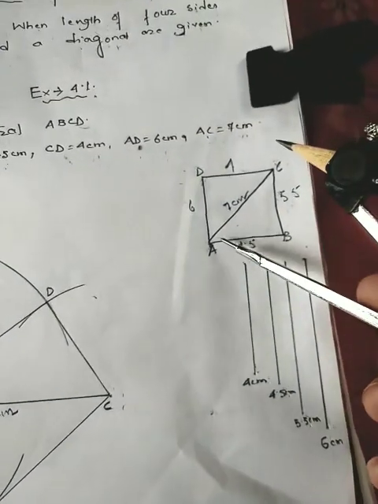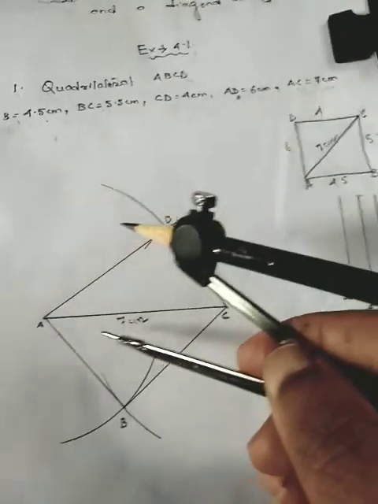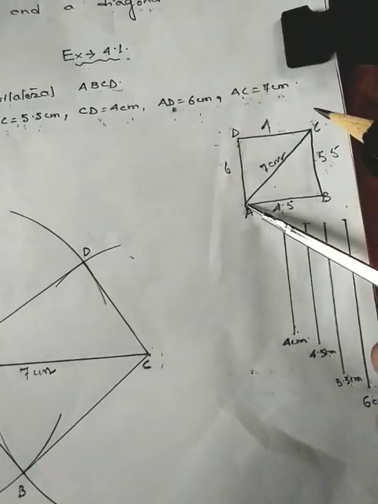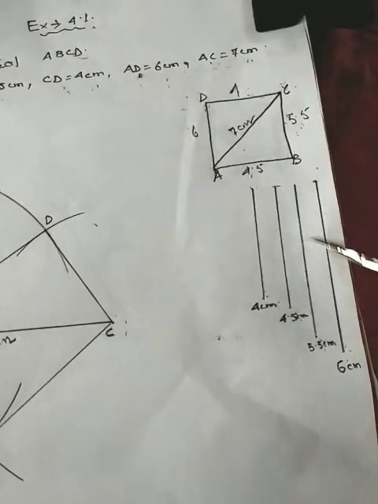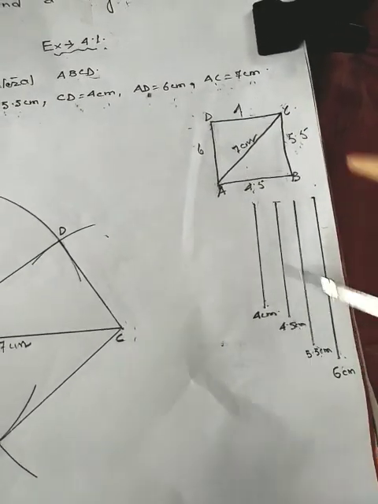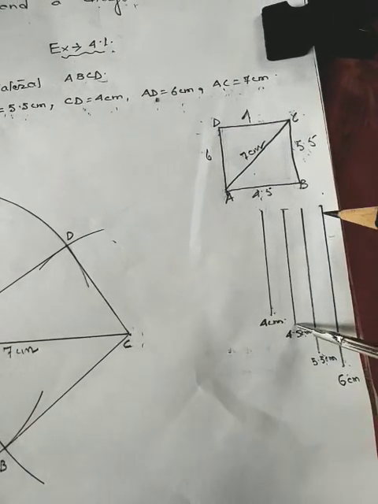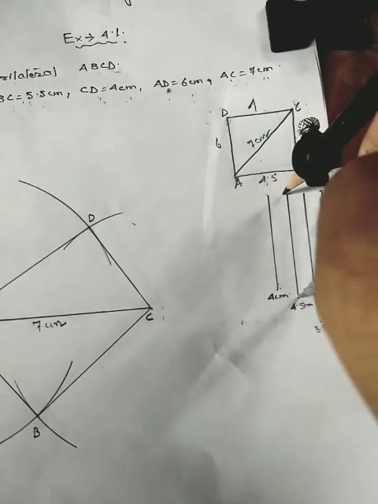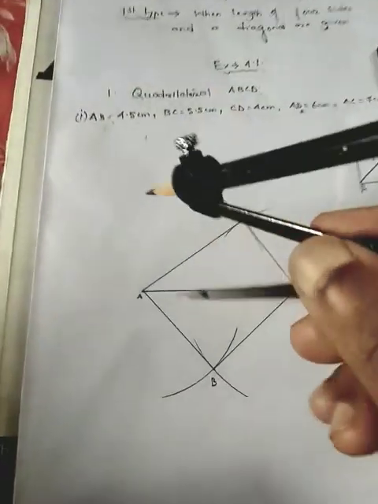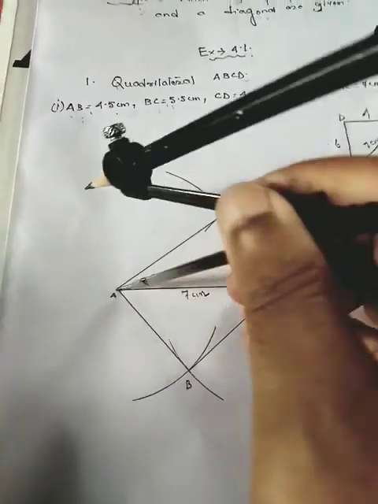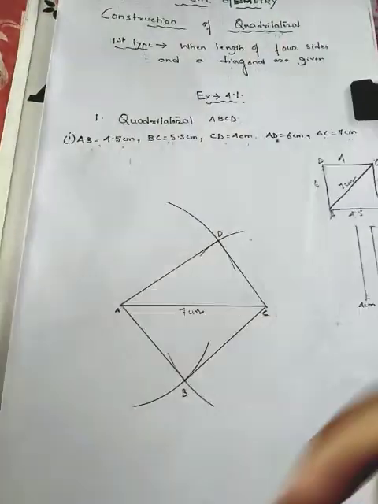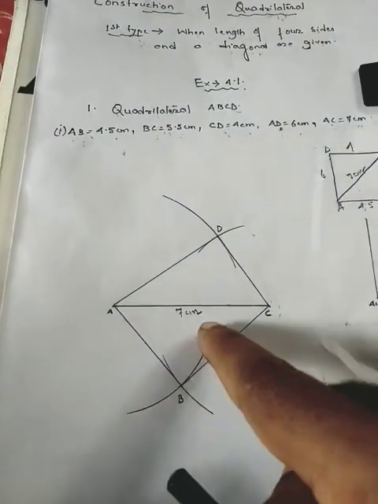Now we'll concentrate on the other triangle, that is ABC, which is below the line of AC, isn't it? The same way we will draw. What is the measurement of AB, students? 4.5. Now just select which line represents 4.5. This line. Now select this. This is 4.5. Now put your pencil out here, compass point out here, and draw one arc like this. Okay, so this arc represents 4.5.